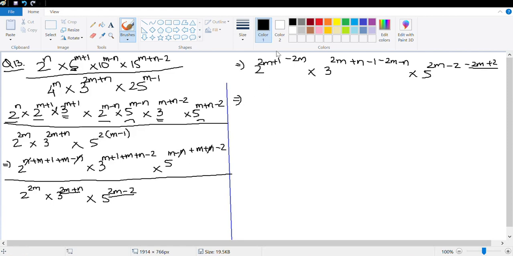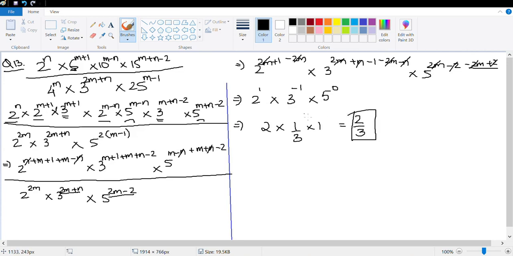So this is it. 2m and 2m gets cancelled. So I have 2 to the power 1 multiplied with 3. 2m and 2m gets cancelled. n and n gets cancelled. 3 to the power negative 1 multiplied with 5 to the power 0, since 2m and 2m gets cancelled, negative 2 and 2 gets cancelled. Which means 2 into 1 by 3 into 1, which is 2 by 3. That's my final answer. Perfect. Slightly longish question. Let's move on to the next question.